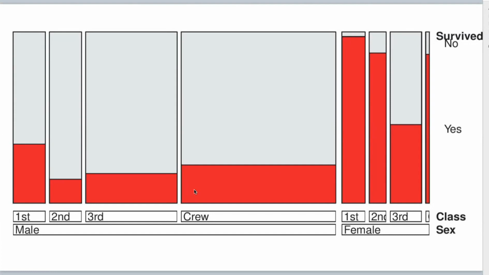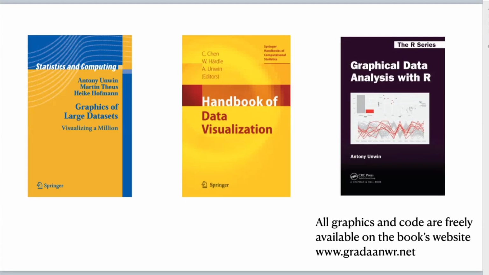There's doubtless some of that in the two books I co-edited here on the left, The Graphics of Large Data Sets with Heike and Martin Theus, and The Handbook of Data Visualization. But I hope that in the book I wrote on my own on the right, all the graphics are discussed. If you find any that aren't, do let me know. All the graphics are freely available on the web with the code, but the discussions are in the book.